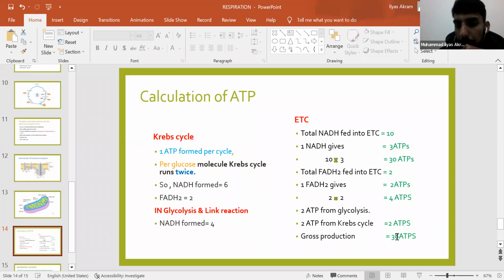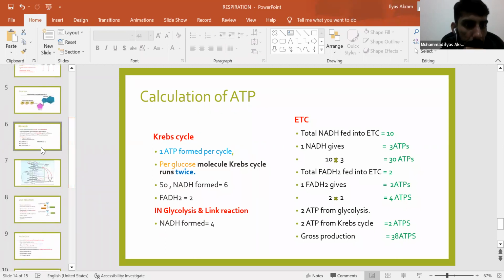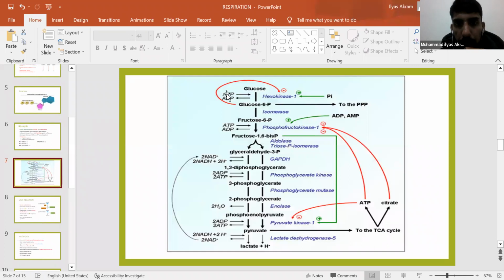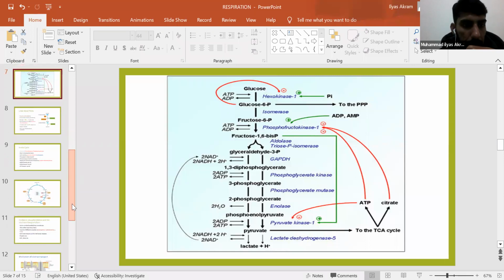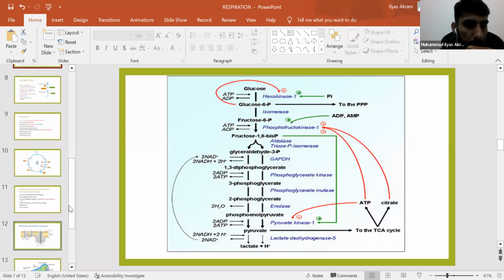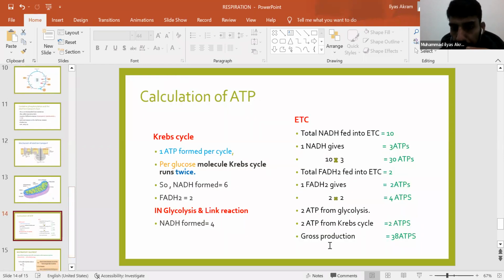While the 2 ATP, as we said, have been utilized in the preparatory phase. Here we have used 1 ATP to convert glucose into glucose 6 phosphate, and another ATP molecule to convert fructose 6 phosphate into fructose 1,6 bisphosphate. So we are using 2 ATP molecules here, and we will subtract it from the total number of ATP molecules. So the gross production of ATP in respiration is 38, while the net production of ATP is only 36.